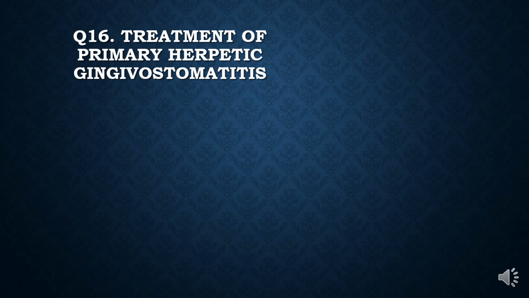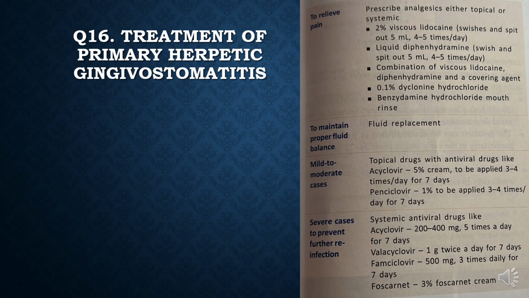Question 16 is treatment of primary herpetic gingivostomatitis. First is to relieve pain, we can prescribe analgesics, either topical or systemic. That is 2% viscous lidocaine, 5 milliliters, swish and spit out, 4 to 5 times a day. Then to maintain proper fluid balance, fluid replacement should be done, hydration should be maintained.